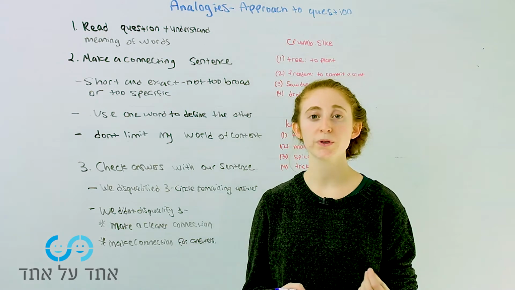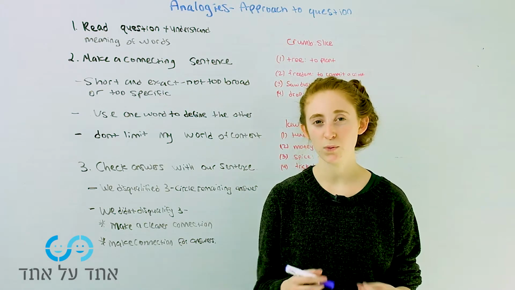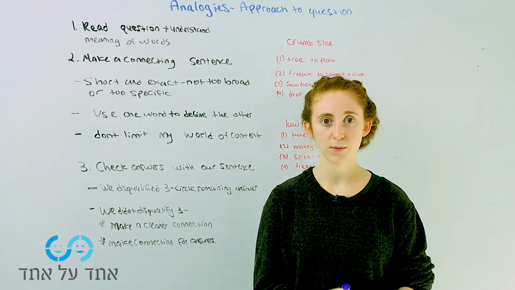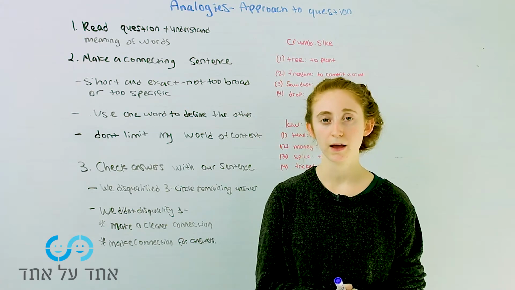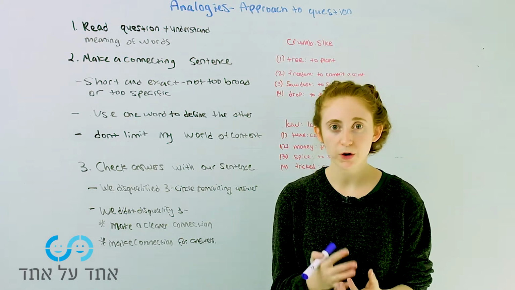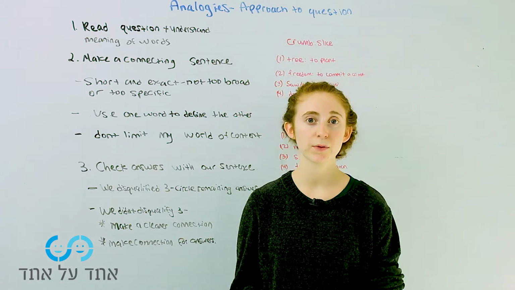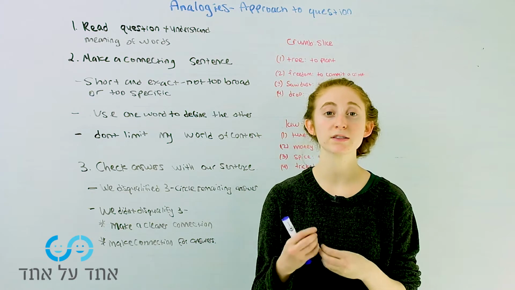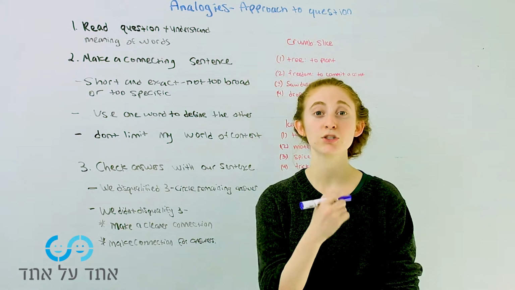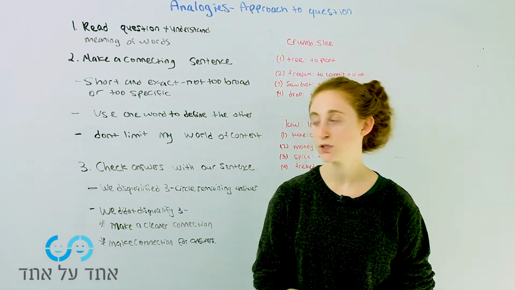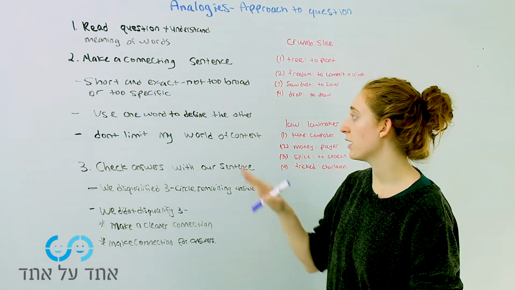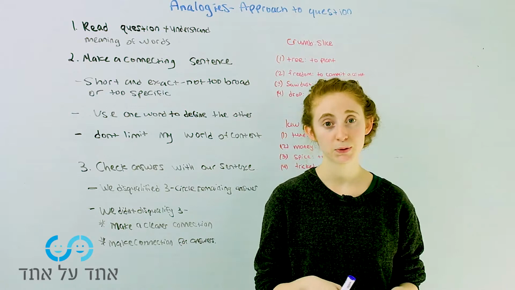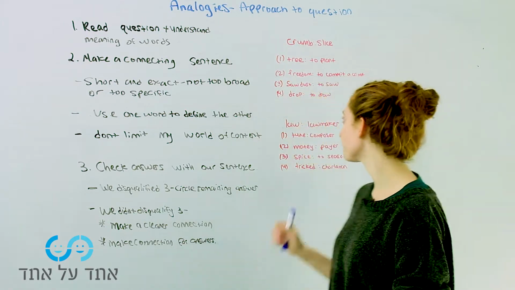So let's say if it's carpenter and I want to say that he saws, I won't necessarily say he saws, I'll say he does something. I'll use more general words in order to not say the specific word saw, because if I put it in my answers, I probably won't have answers that have to do necessarily with saw. So don't limit my world of content, using one word to define the other, and short and exact, not too broad, not too specific. Let's take an example here.